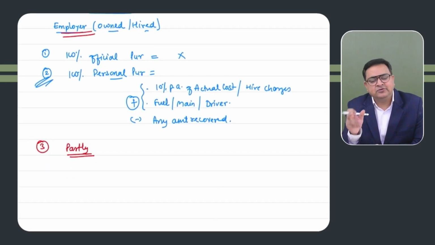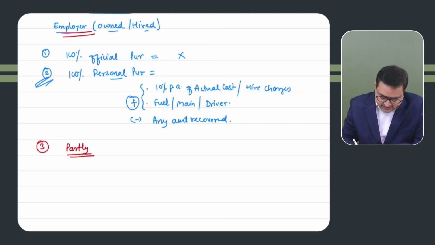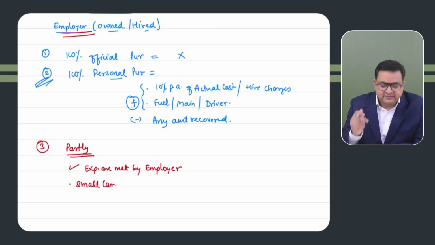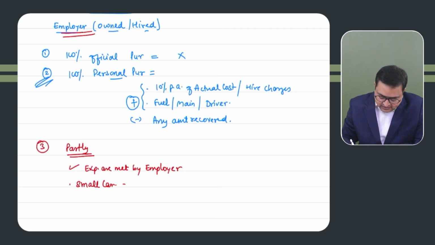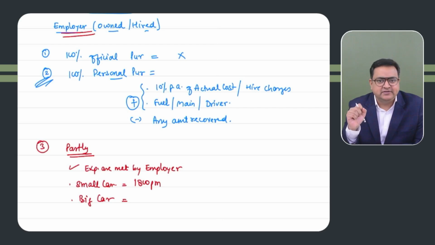So how much is the value of the perquisite? There they have given a fixed limit. If the expenses are met by the employer, and this is important, if it's a small car, what is a small car? The engine capacity is up to 1.6 liter cc, right? Then there is a fixed limit of 1800 per month. And if it is a big car, where the engine capacity is more than 1.6 liter cc, exactly 1.6 is a small car, more than 1.6 is a big car, then in that case, 2400 per month. It's a fixed limit, right?